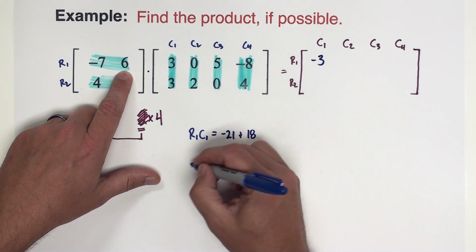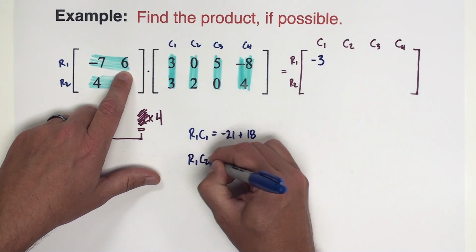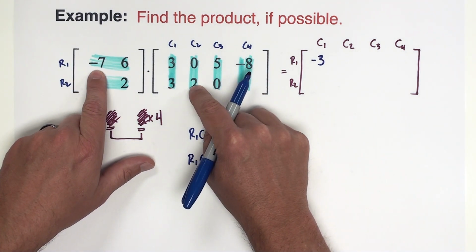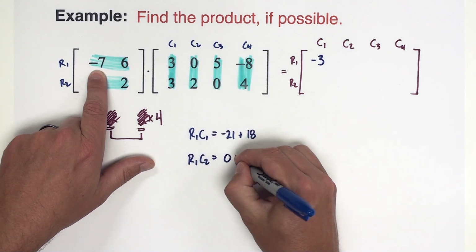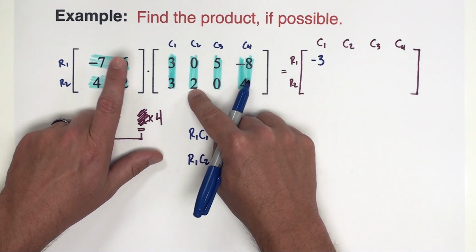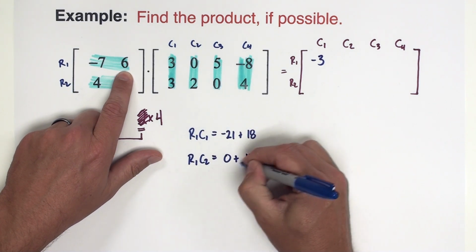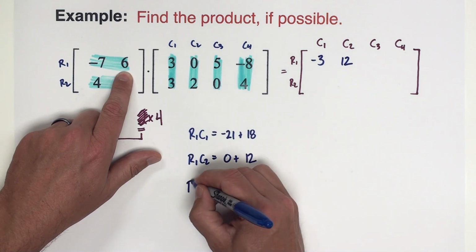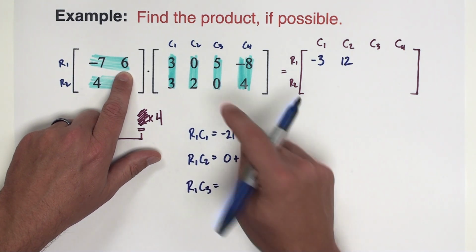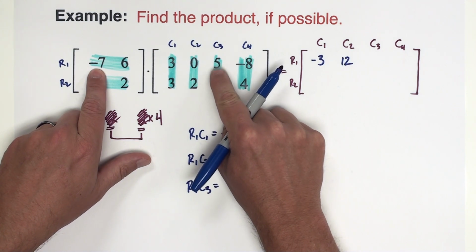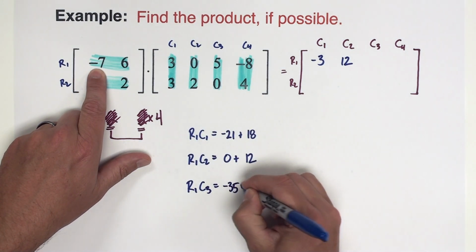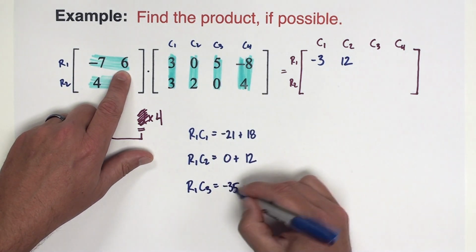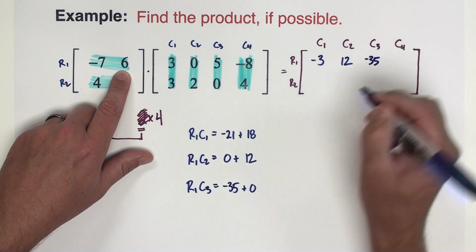Okay, now I'm going to do row 1, column 2. So I'm just going to do all the top row first. Now I'm going to do the second column. Negative 7 times 0 is 0. Go across and down. 6 times 2 is 12. 0 plus 12 is 12. Okay, next I'm going to stay in row 1. I'm going to jump over to column 3. So negative 7 times 5 is negative 35. And then go across and down. 6 times 0 is 0. Those add to be negative 35.